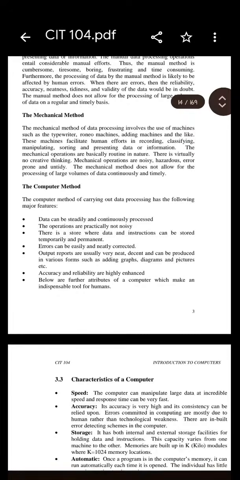I remember some of us when we were in primary and secondary school, when they gave us results, with a correction pen, I cleaned it. So that is mechanical, that's manual data handling. You're using your correction pen to clean it, and it's going to show. But if it was in the computer, you're going to correct that error neatly. Now, output reports are usually very neat, decent, and can be produced in various forms, such as adding graphs, diagrams, and pictures, etc.